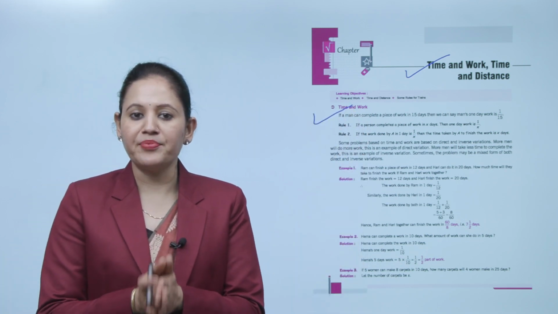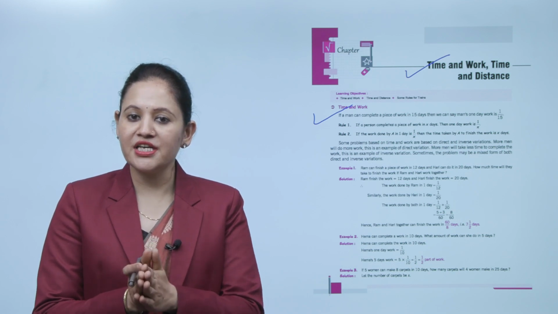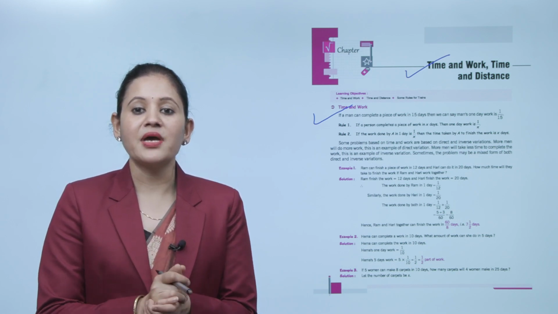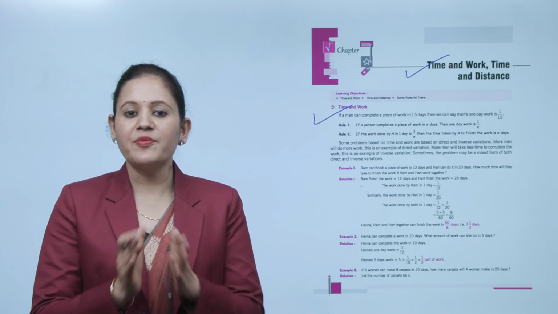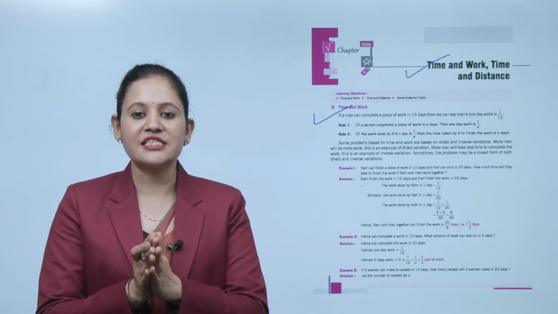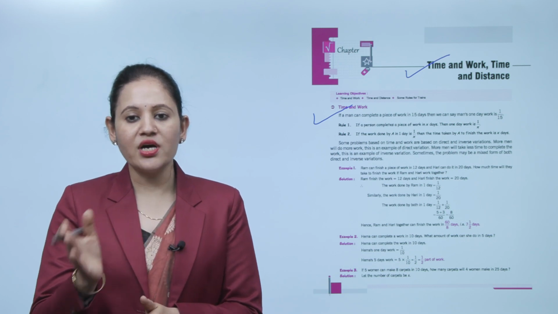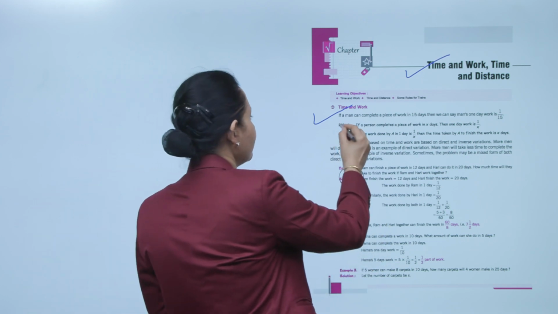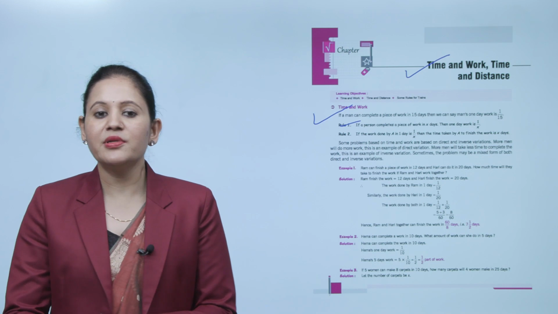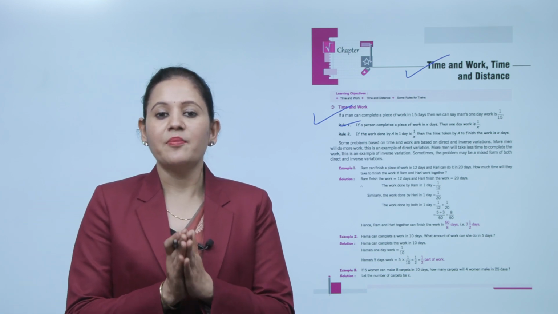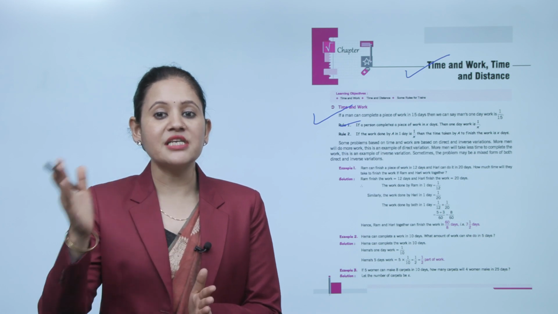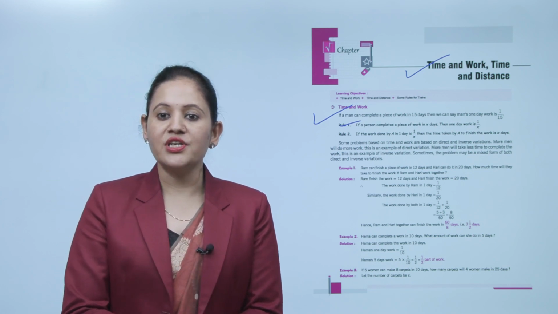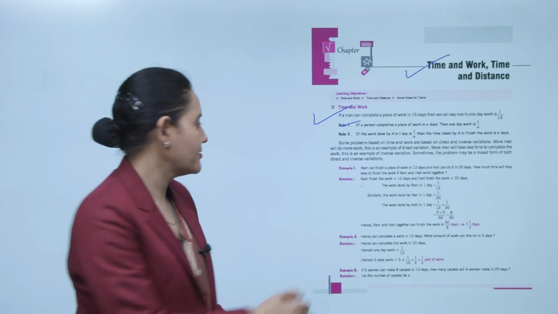If a man can complete a piece of work in 15 days, then we can say the man's one day work is 1 upon 15. Rule number 1: if a person completes a piece of work in X days, then one day work is 1 upon X. Rule number 2: if the work done by A in one day is 1 by X, then the time taken by A to finish that work is X days.